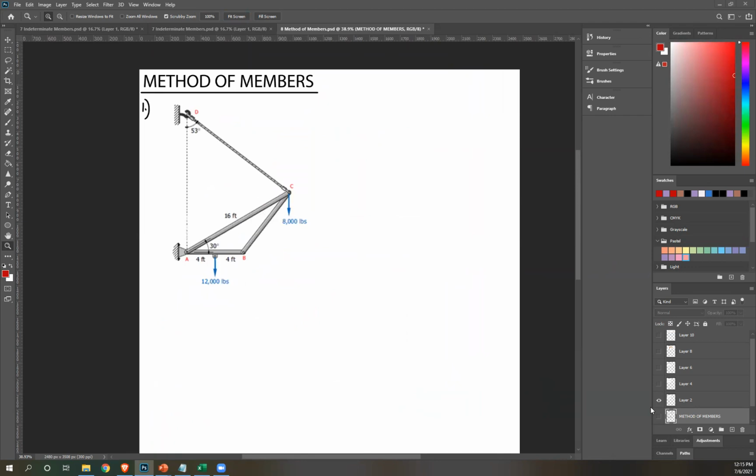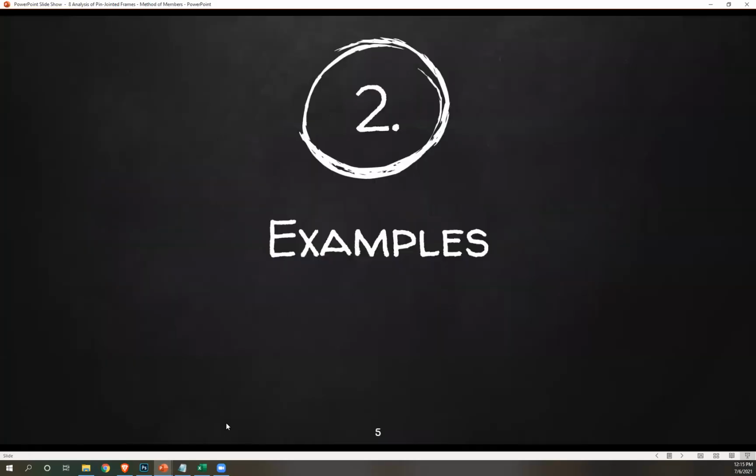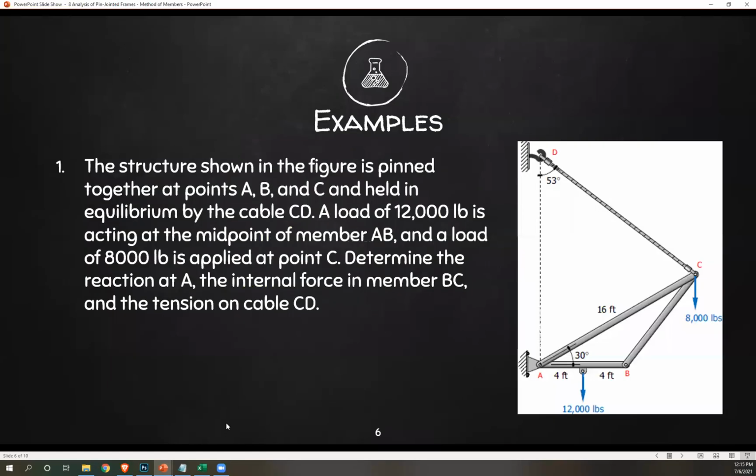Example number 1. The structure shown in the figure is pinned together at points A, B, and C and held in equilibrium by cable CD. So pins at A, B, and C, pins or hinges, they're the same, and then held in equilibrium by this cable CD. A load of 12,000 pounds is acting at the midpoint of member AB. Therefore, member AB is a 3/4 member.